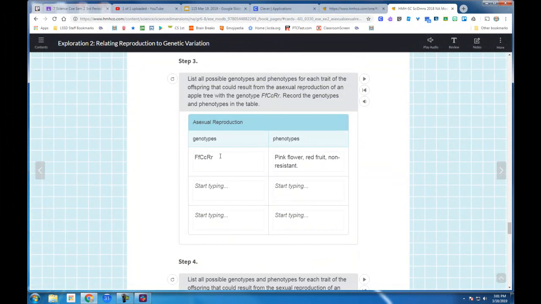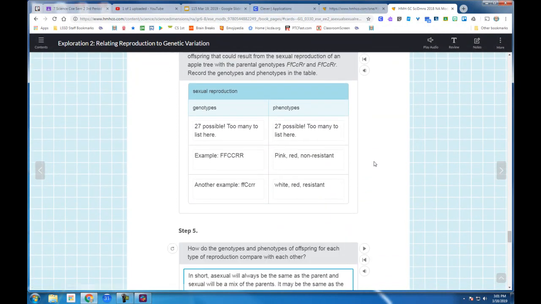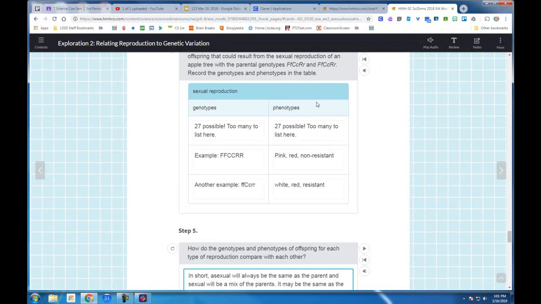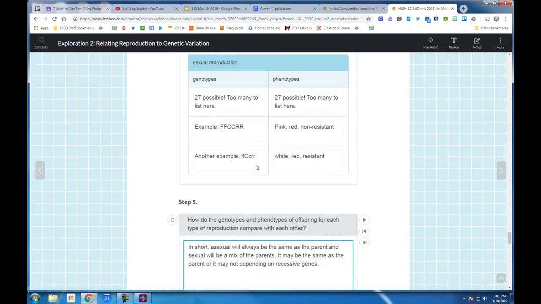Step three, you're getting an exact copy of the parent since it's cloning, so there's your option. But from here on out, step four, 27 possible combinations with the heterozygous parents. In other words, there's a capital letter and lowercase letter in each parent. So I can't list them all here.